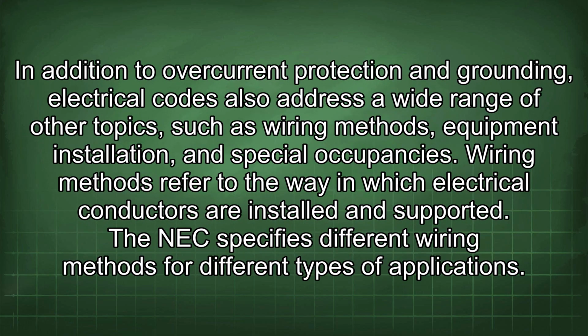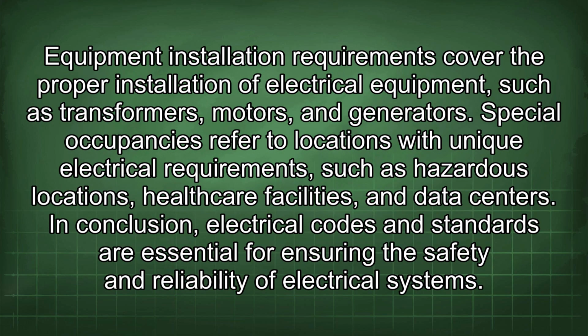In addition to overcurrent protection and grounding, electrical codes also address a wide range of other topics such as wiring methods, equipment installation, and special occupancies. Wiring methods refer to the way in which electrical conductors are installed and supported. The NEC specifies different wiring methods for different types of applications. Equipment installation requirements cover the proper installation of electrical equipment, such as transformers, motors, and generators. Special occupancies refer to locations with unique electrical requirements, such as hazardous locations, healthcare facilities, and data centers.